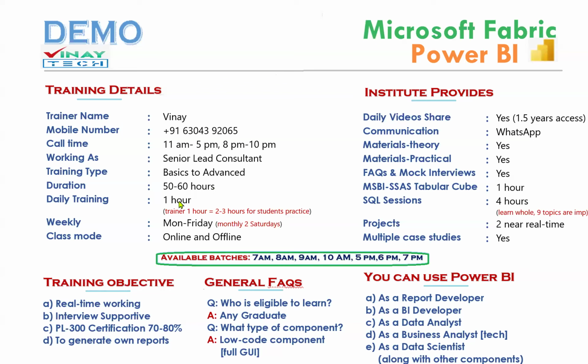Daily training for 1 hour. For me, 1 hour equals 2 to 3 hours of practice for you. If I take 2 hours, it is 4 to 6 hours. It's not that simple, what you find at YouTube level and other areas. Classes are really in-depth. Whatever I take for 1 hour, it will take 2 to 3 hours per day for practice.